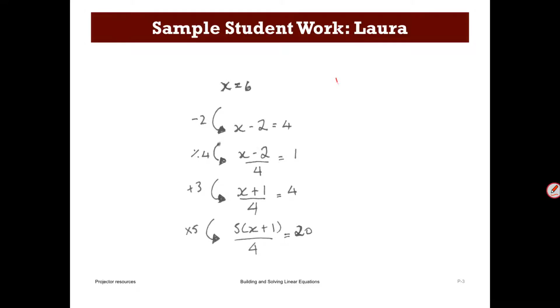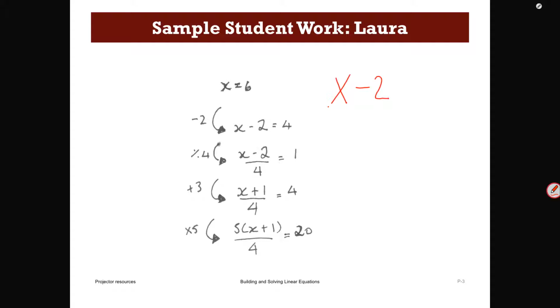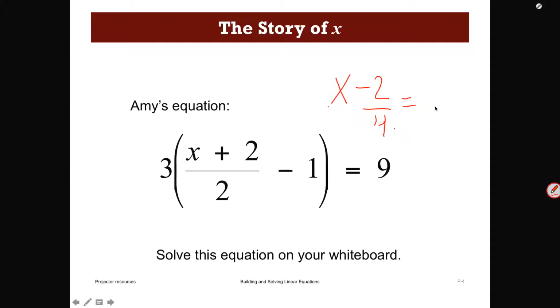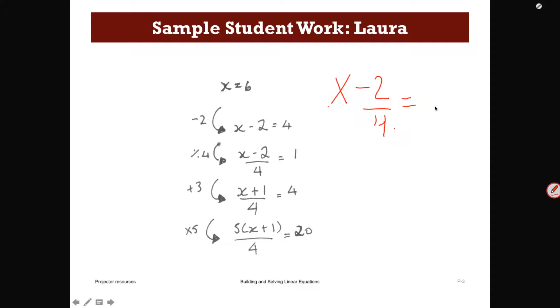What if she did this? Is that right? No, that's not right, because she needs to divide the entire side of the equation.